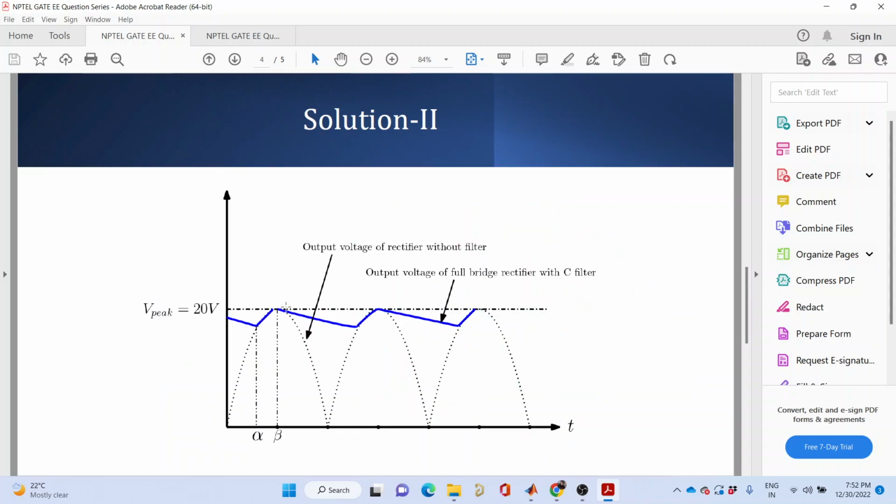So when do you think this blue solid line would be very close to the peak value? When do you think it will be very close to the peak value? No, I'm not talking about that. See, the average value is something like this, right? The average value is as shown by the movement of the cursor on the screen. So when is the average value very close to the peak value? Not at beta. When the load resistance is very high, or under lightly loaded condition, or no load condition.